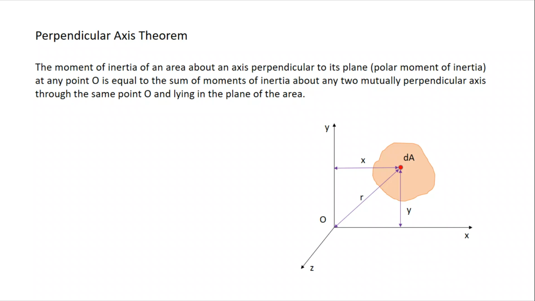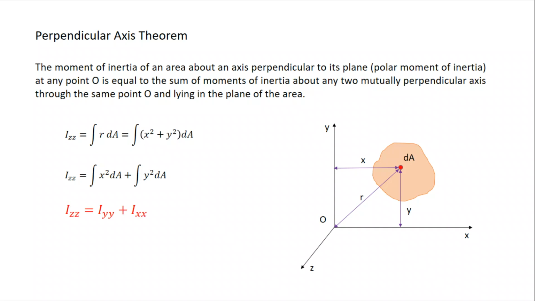Then what is its moment of inertia about the z axis, which is perpendicular to this plane? IZZ, the moment of inertia about the z axis, is equal to the integral of r squared dA, which is the integral of x squared plus y squared dA. Simplify it: multiply dA separately with x squared and y squared and take the integration. So IZZ is equal to the integral of x squared dA plus the integral of y squared dA.